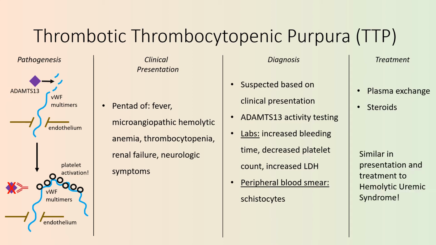And of note, TTP is very similar to hemolytic uremic syndrome in children, which is most commonly caused by the Shiga-like toxin of an enterohemorrhagic E. coli infection. HUS less often presents with fever or altered mental status seen in TTP, and instead presents with diarrhea, but the treatment is similar for HUS as well.